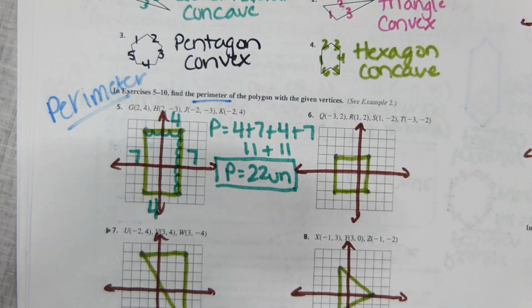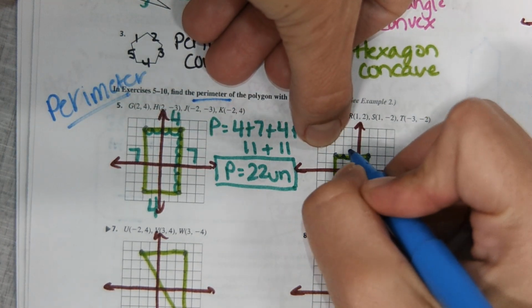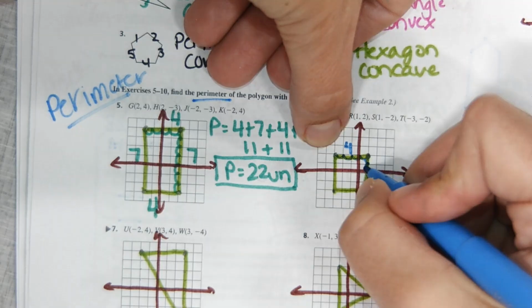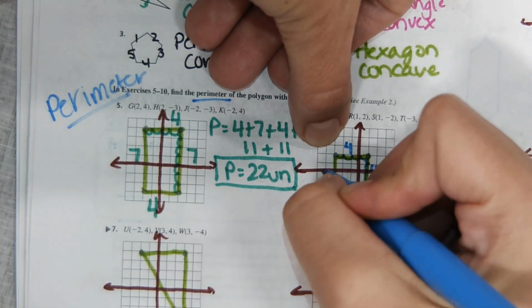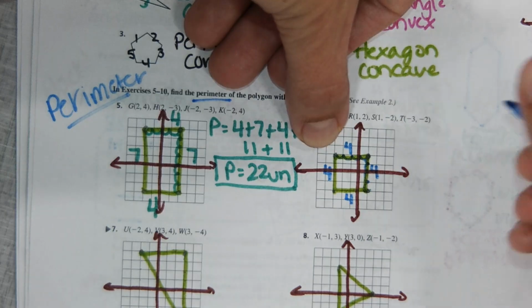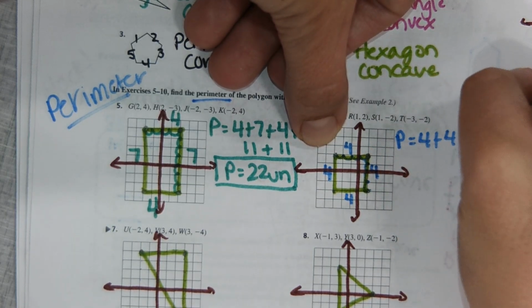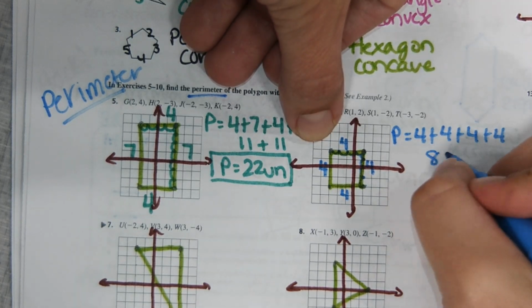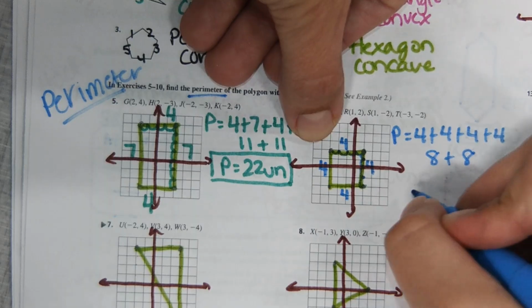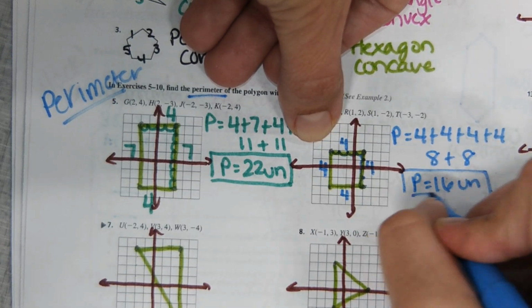Okay, number 6. Finding the perimeter of the shape. Let's see, 1, 2, 3, 4 units. 1, 2, 3, 4 units. Here, it's a square, so opposite sides are going to be 4. Okay, so perimeter here, we just need to add up 4 plus 4 plus 4 plus 4. Adding up all the sides. 4 plus 4 is 8. Bring this down, 4 plus 4 is 8. Perimeter equals 16 units.